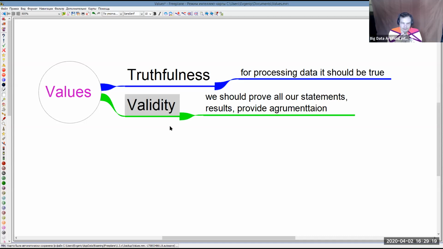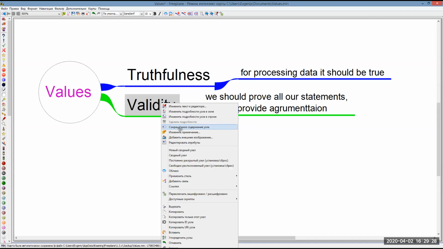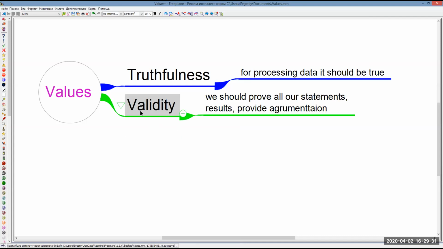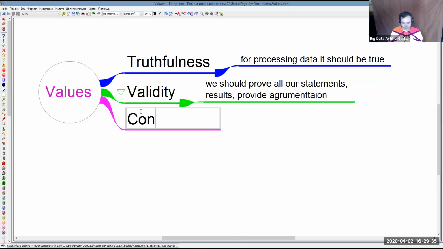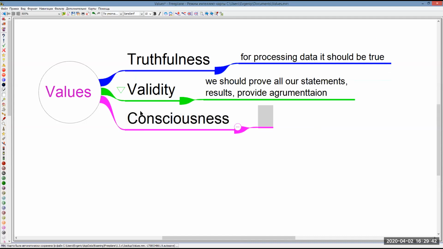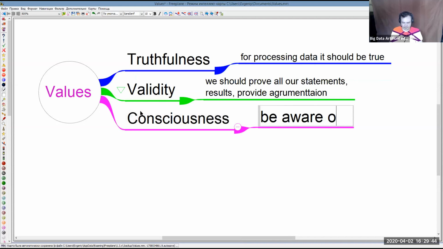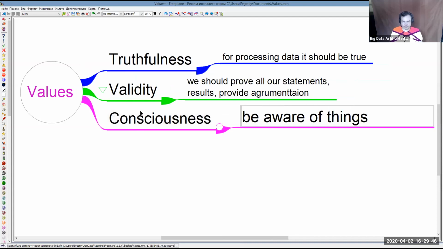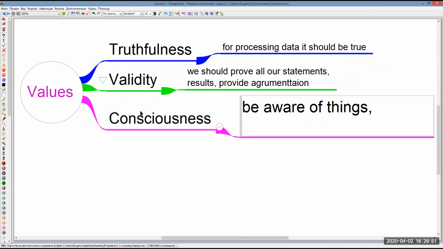Any other values? Yeah, Professor, I have one. Okay. I think consciousness is also important for a data scientist. Consciousness. That he must be aware of things and also responsible for the surroundings. Be aware of things, and responsible or responsive about the surroundings.